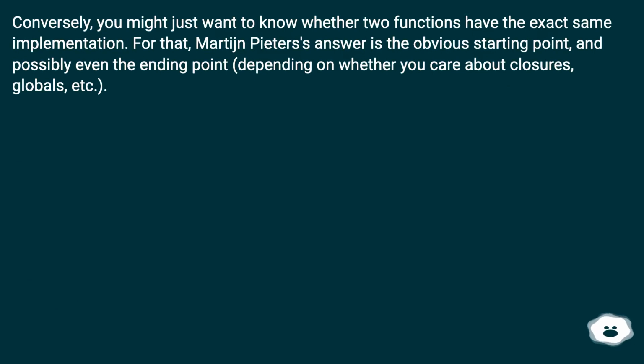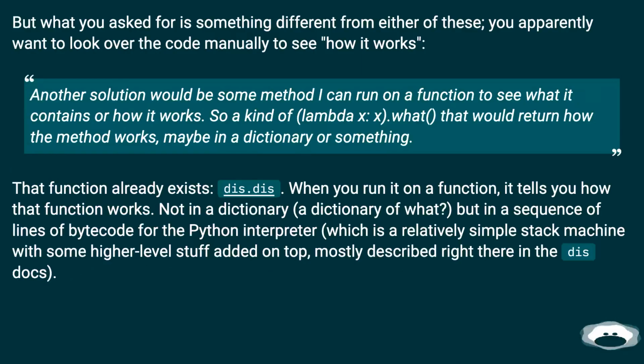Conversely, you might just want to know whether two functions have the exact same implementation. For that, Martijn Peters' answer is the obvious starting point, and possibly even the ending point, depending on whether you care about closures, globals, etc. But what you asked for is something different from either of these. You apparently want to look over the code manually to see how it works.